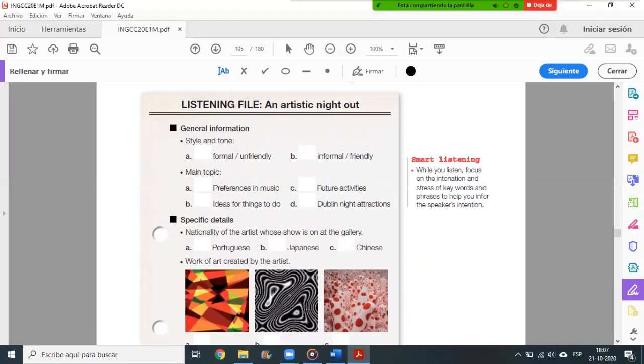El título dice An Artistic Night Out. Una artística noche fuera. Cuando se habla de night out, significa como una artística noche para disfrutar, ¿cierto? Para salir. ¿Ya? Se trata de una visita a un lugar donde existen obras de arte y ustedes van a escuchar y van a ir discriminando de acuerdo a lo que escuchen, ¿ya?